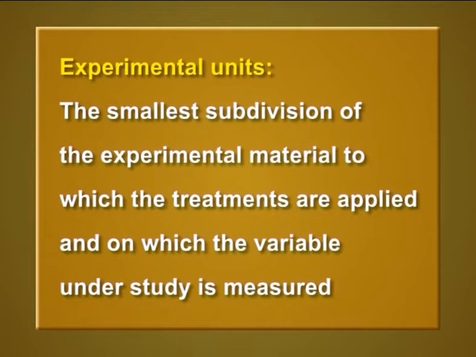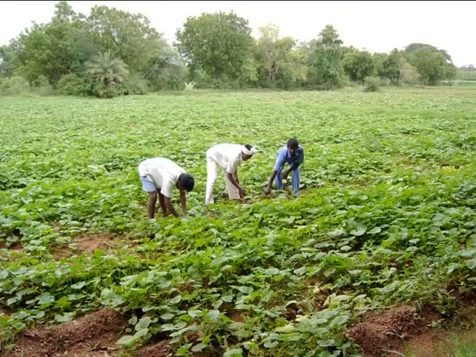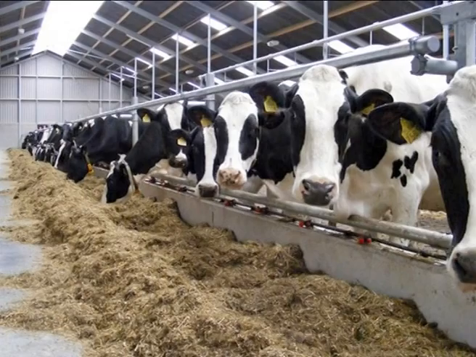Experimental units. The smallest subdivision of the experimental material to which the treatments are applied and on which the variable under study is measured is called an experimental unit. Thus, in an agricultural field experiment, the plot of land on which a treatment is applied is an experimental unit. In a feeding experiment of animals, an animal is an experimental unit.